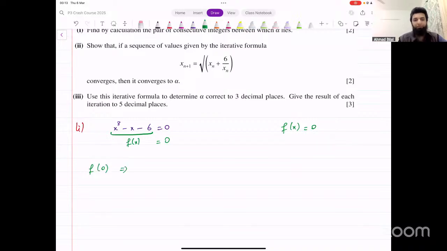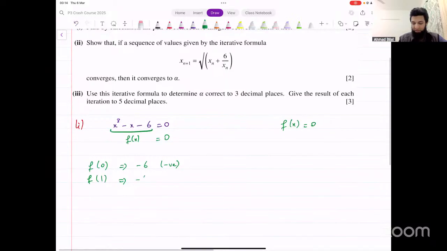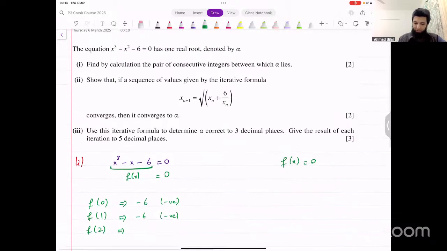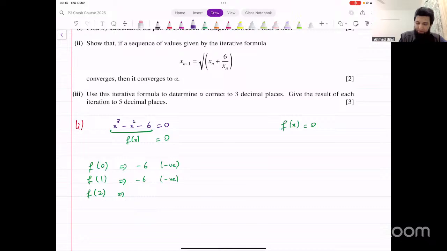What's f of 0? F of 0 is -6. Okay, that's a negative number. Let's try 1. What's f of 1? 1 minus 1 minus 6. That is also -6. That's also a negative number. So sign is not changing yet. Try another number, f of 2. If you input 2 here, that gives you 8 minus 2 minus 6. Is that exact 0? No, this is x². I'm sorry. This is x². Okay, at 0, we get -6. At 1, we get -6. Okay, both of them are correct.